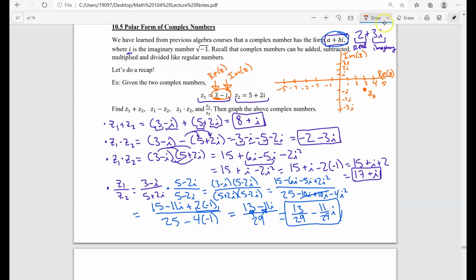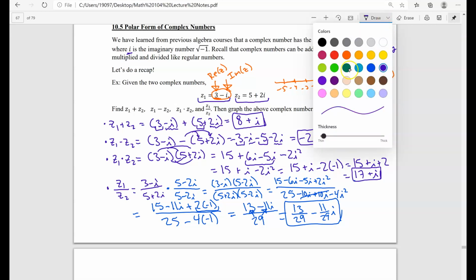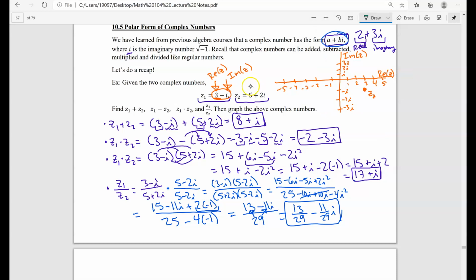Okay, and now let's graph the other guy. So this is the real part. So the real part goes up to 5, so 5. And then the imaginary part of this guy, maybe I should write 2. It's going to be 2i, so it's going to go up to 2. So it's going to be up here. So this point is going to be Z2. Okay, so graphing them is not that bad as long as you know where the real axis and the imaginary axis are.